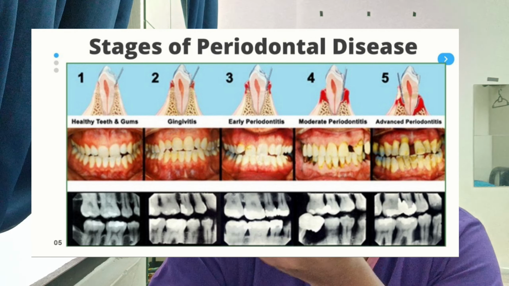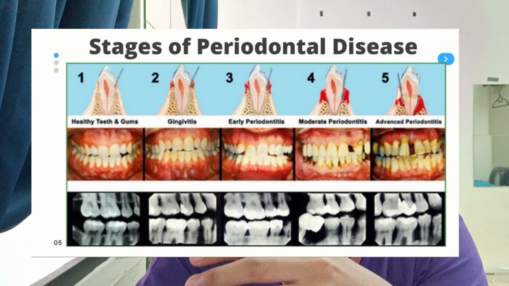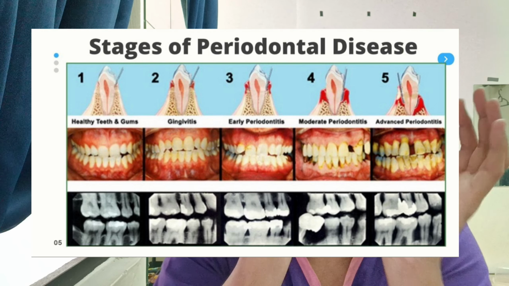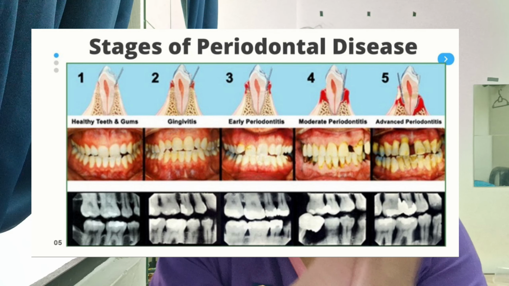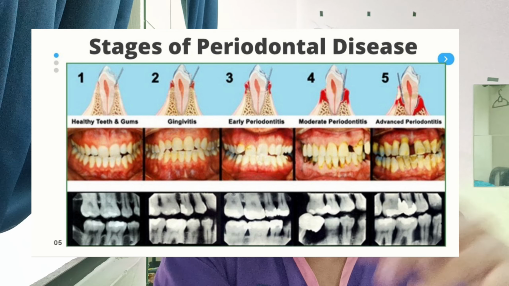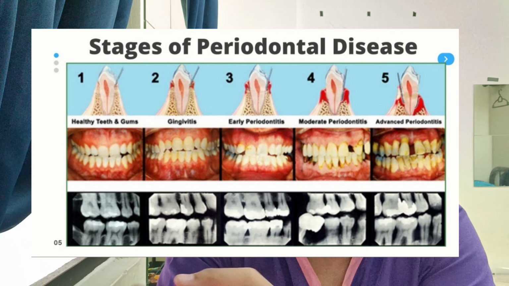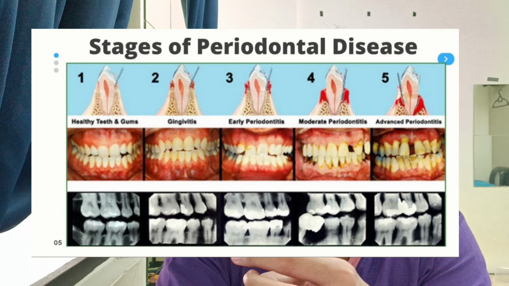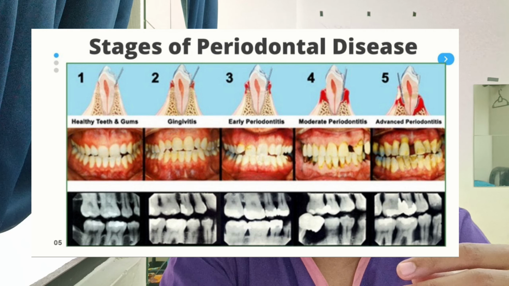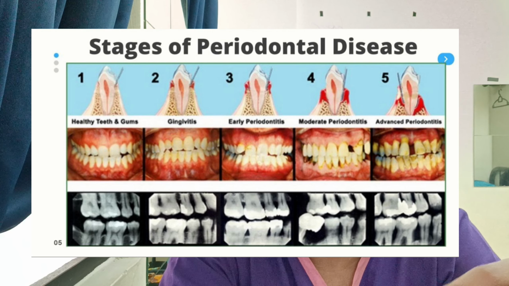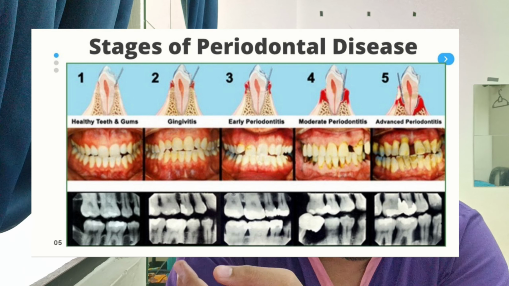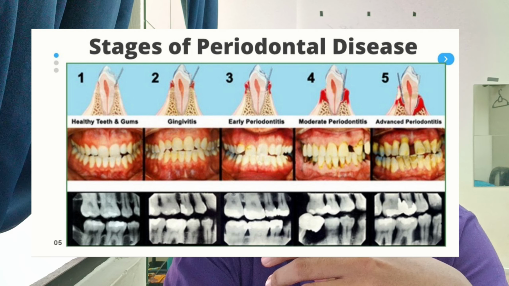At the first stage, we can see the teeth are healthy and the gums are healthy. All the alveolar bone is still intact and there is no inflammation of the gum. The second stage is gingivitis, where there is some reddening of the gingiva, and it causes some irritation to the gingiva. The third stage is early periodontitis, which is an advancement of the second stage.